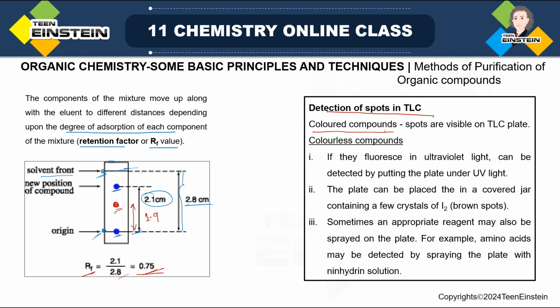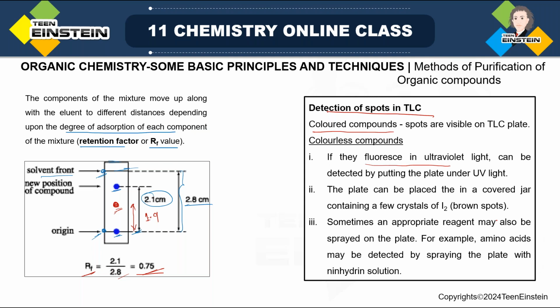When the compounds are colorless, there are actually three things that we normally do. First of all, if the compound fluoresces in UV light, then we can take the help of UV light for their detection. So in this way, what happens? Normally UV light, if you consider its wavelength, is shorter than the visible portion of the electromagnetic spectrum. So that is not in the visible part.